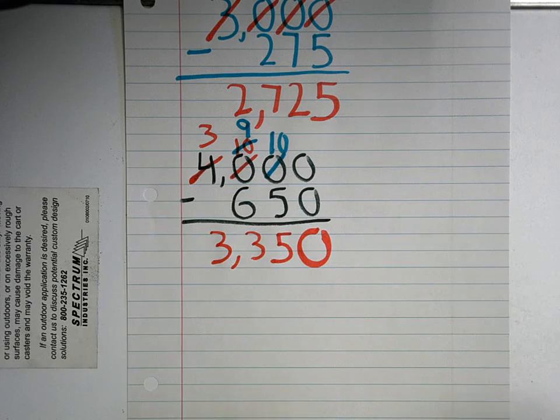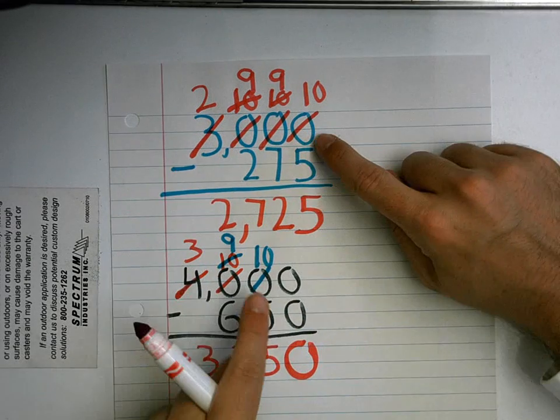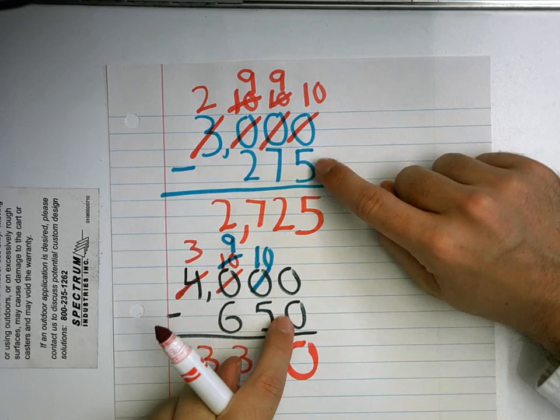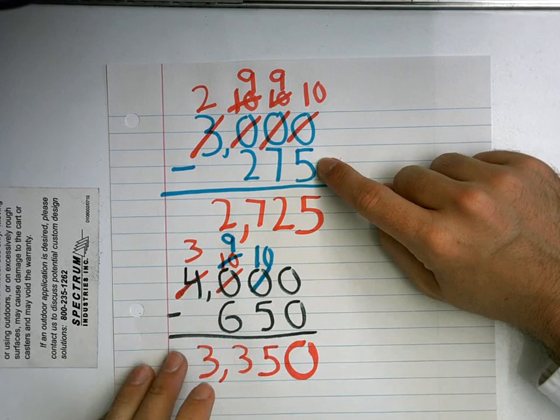Now remember, just because there is a 0 on the top, I don't always have to regroup. If there's a 0 on the bottom, I just have to subtract. Okay?